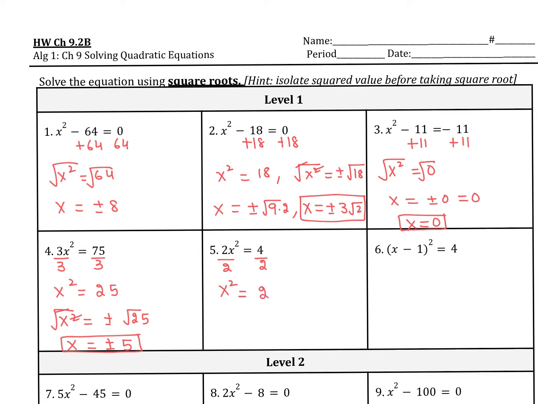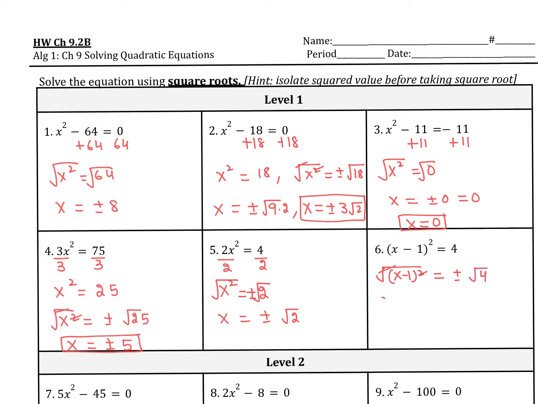x squared is 2, and x would be plus or minus square root 2 after you take the square root on both sides. For number 6, you're going to take the square root on both sides to get rid of the square.